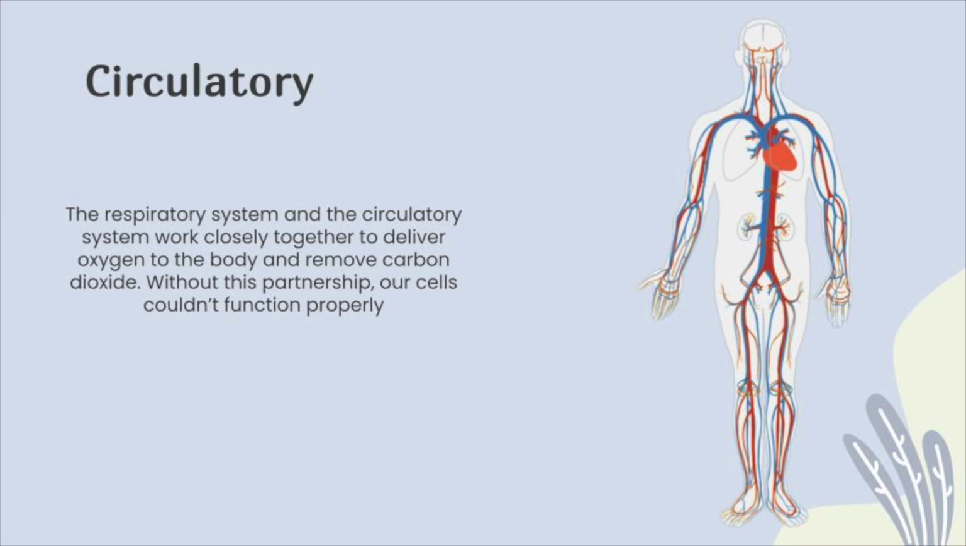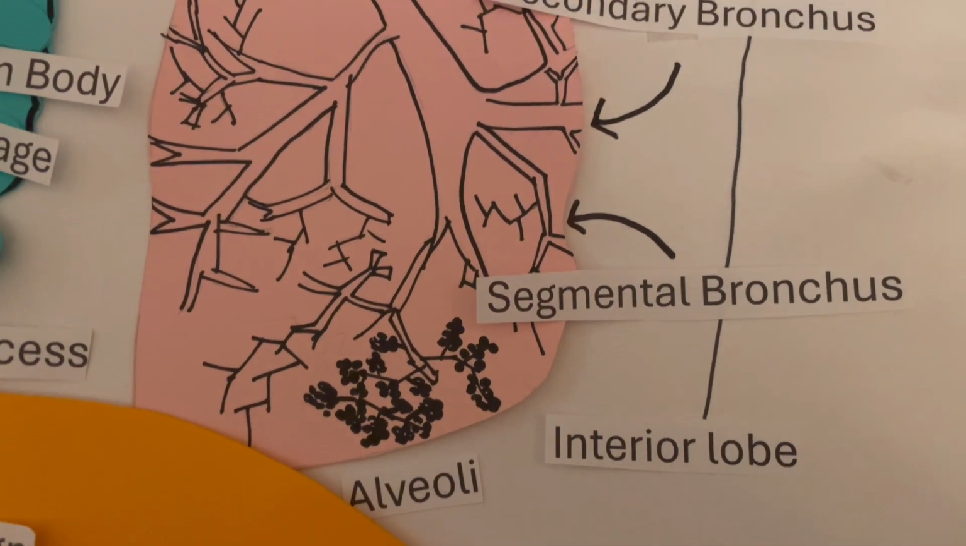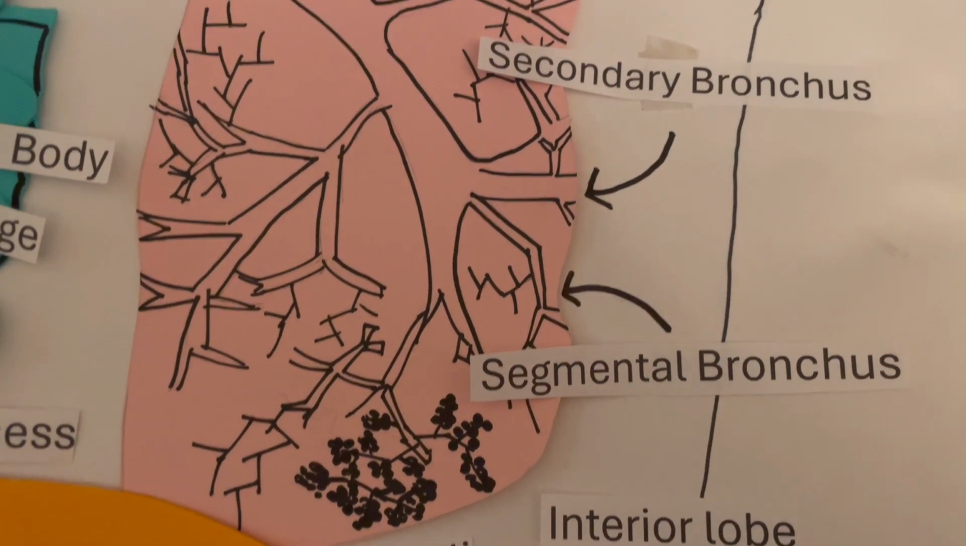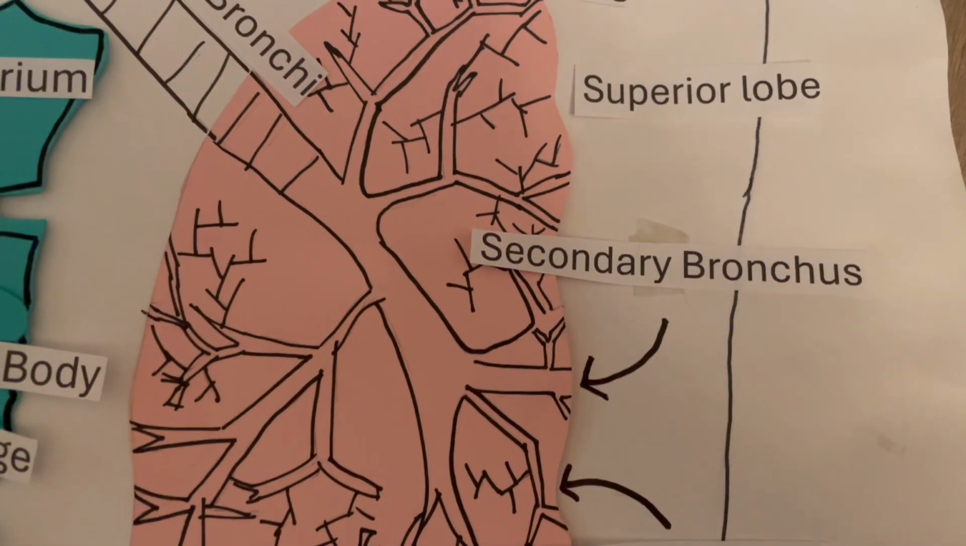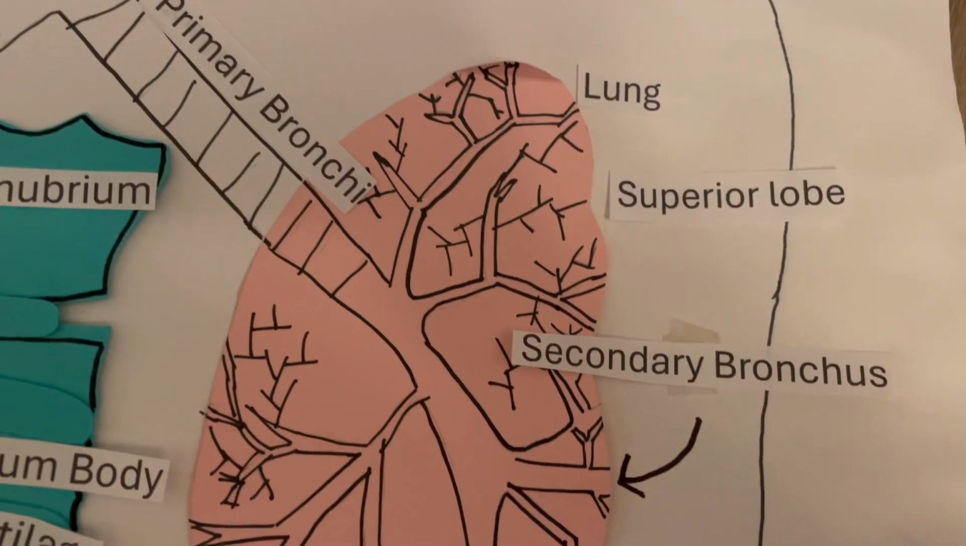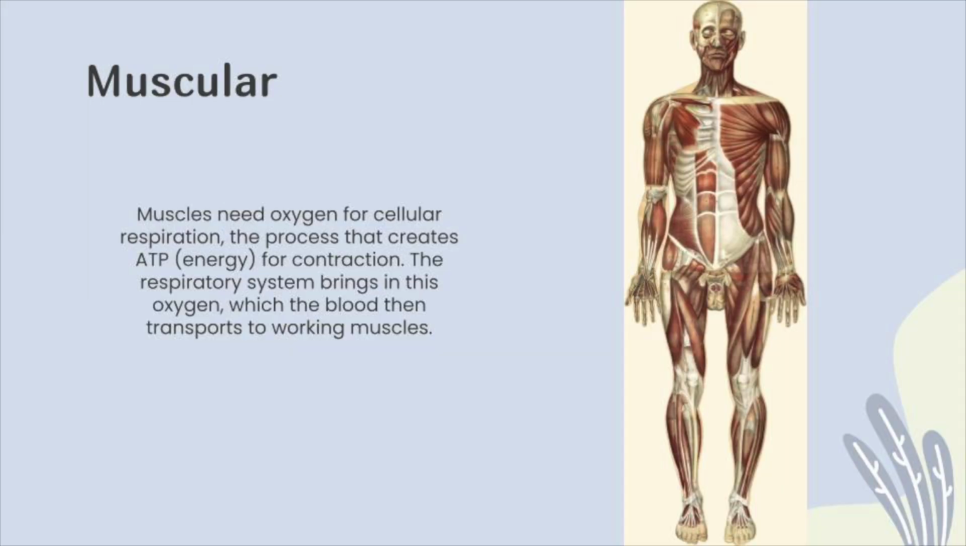Oxygen binds to hemoglobin in red blood cells and is transported through the circulatory system to tissues and organs. The oxygen fuels cellular processes, especially energy production in cells. As cells use oxygen, they produce carbon dioxide as a waste product. The circulatory system carries this carbon dioxide back to the lungs where it is removed from the body during exhalation. The respiratory system feeds the muscular system with the oxygen that it needs to undergo cellular respiration.